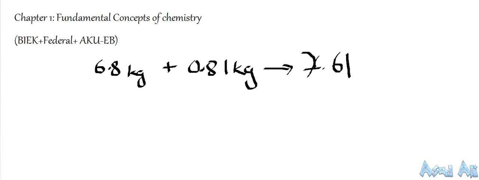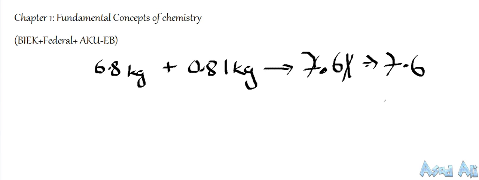That will become 7.61. But as far as the calculation with significant figures is concerned, we will ignore the last digit and write 7.6. In addition or subtraction, we will not go with the number of significant figures. We will go with the least number of significant figures after the decimal.